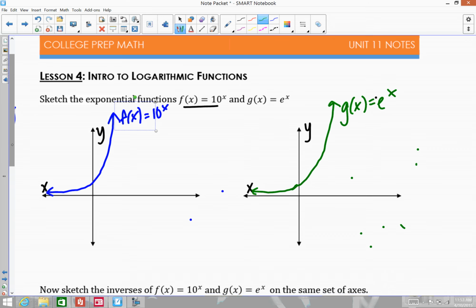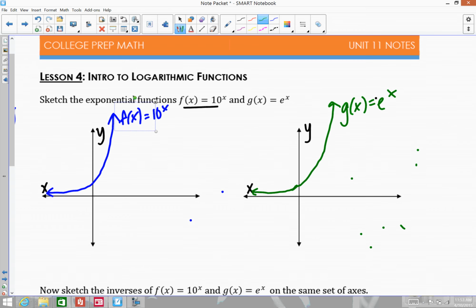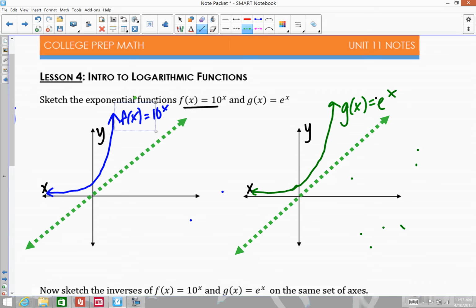Now if you look, the next part says to sketch the inverses of these. The inverses are actually how we're going to get our log functions. If you remember, the inverse on a graph is a reflection over the line y equals x. So I'm going to go ahead and sketch that line in both of these graphs. It's the line that goes through all of the same points, like 0, 0, 1, 1, 2, 2, negative 1, negative 1. So this is the line y equals x.